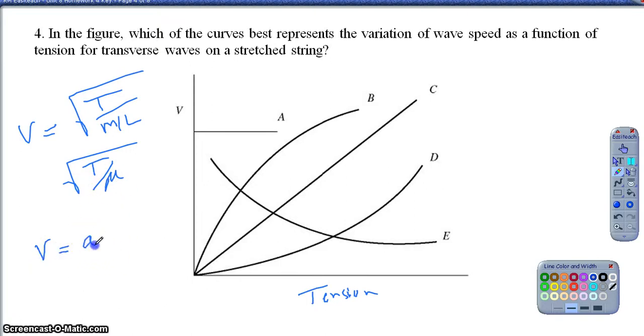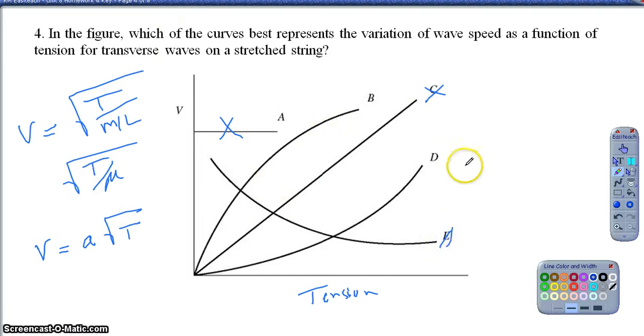So some constant number, I'll just call it A, times the square root of t, since my linear density is constant. So I just have to think about which of these graphs would best model the square root of t. Well, obviously, it's not going to be any of the linear equations, so A and C, those are both out. E is going to be out because it doesn't curve downward.